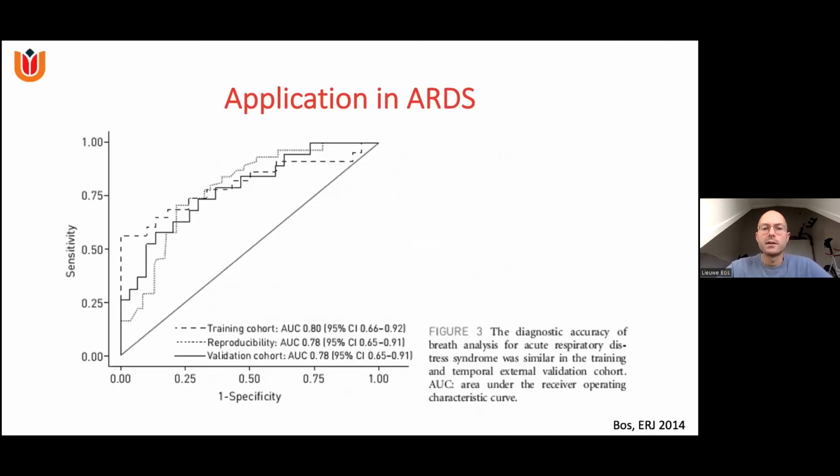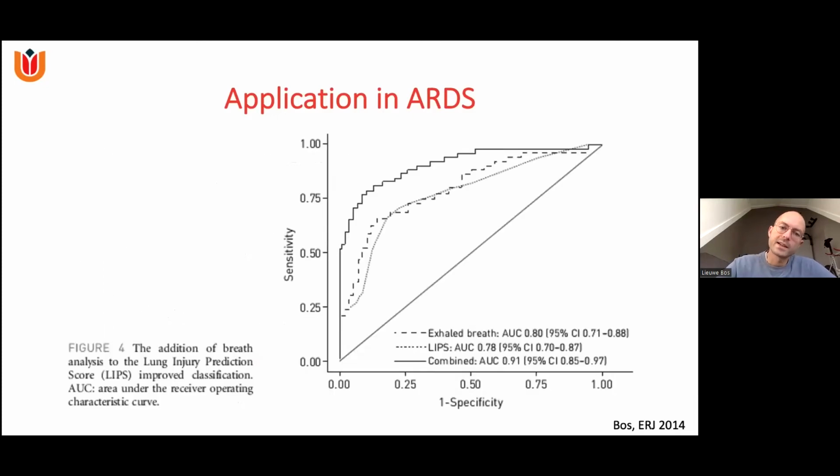When we then evaluated the diagnostic accuracy of these 3 metabolites in the training cohort, in the validation cohort, and in a second sample taken from the same patient, a reproducibility cohort, we found that the area under the receiver operating curve was around 0.8, which is considered to be reasonable for this population.